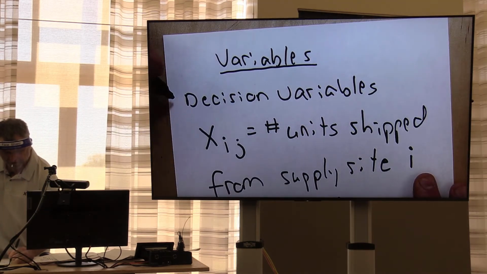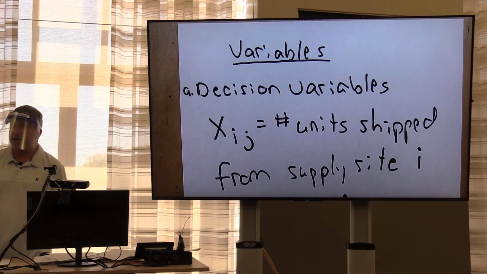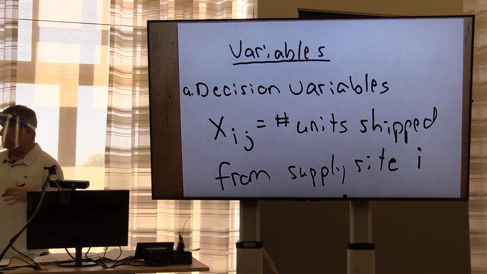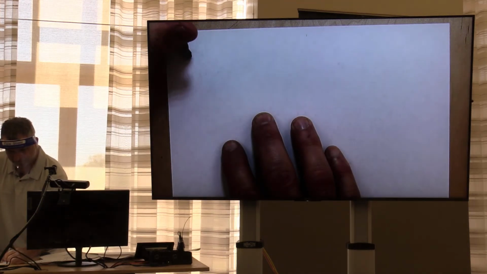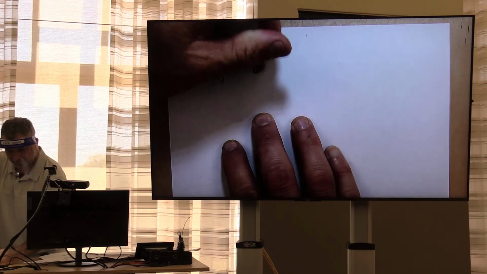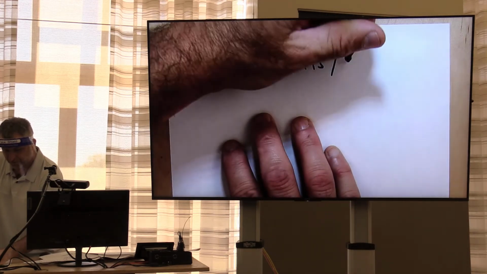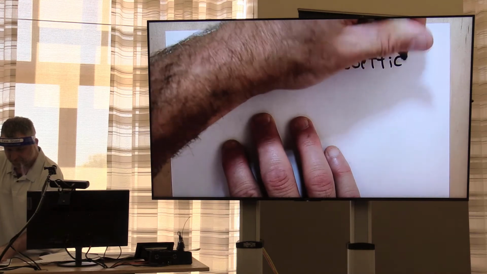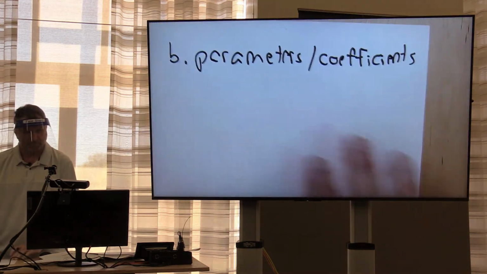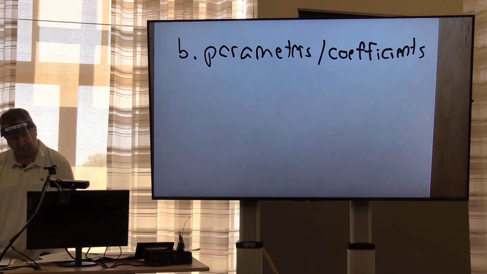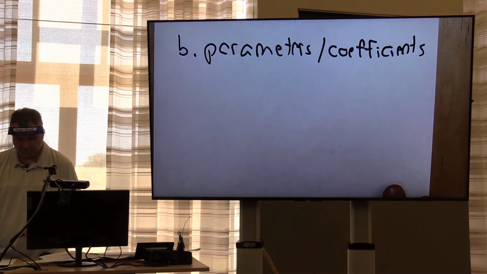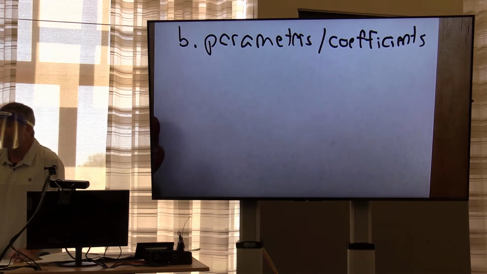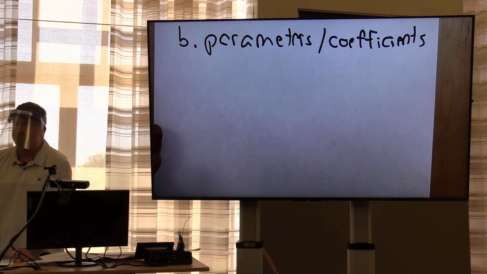Under our variables, we first had decision variables. I'm going to call that A because now I'm going to have a B. And in these models, you either have decision variables or you have parameters. So we're going from A, decision variables, to B, parameters, or coefficients. Remember, parameters or coefficients refer to numbers that are just going to be given to us.